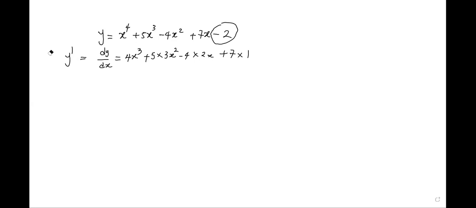Good. So the final answer here will be 4x cubed. This multiplied by this will give me 15x squared. This multiplied by this will give me minus 8x, then plus 7. This becomes my final answer. Are we together? Yes, sir. Good.